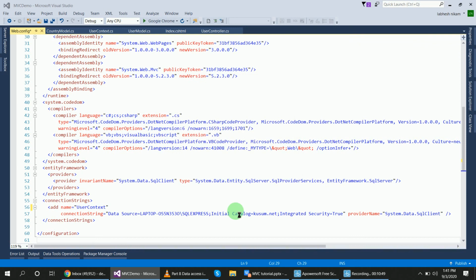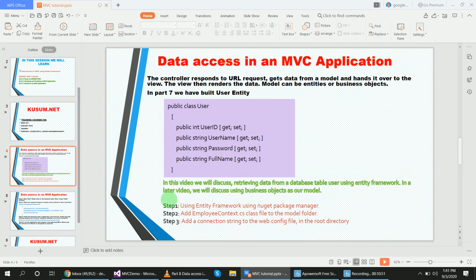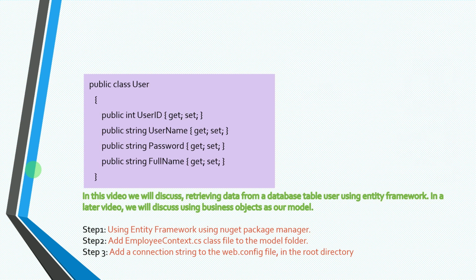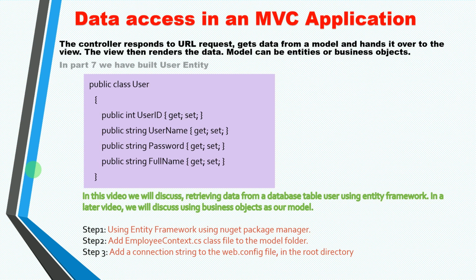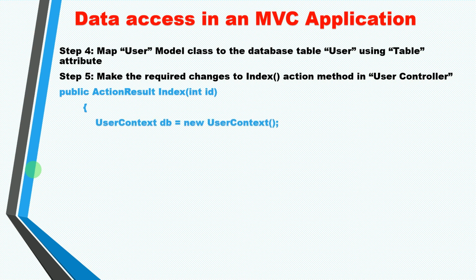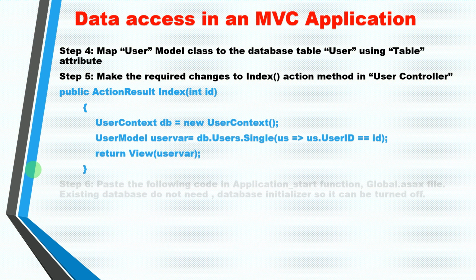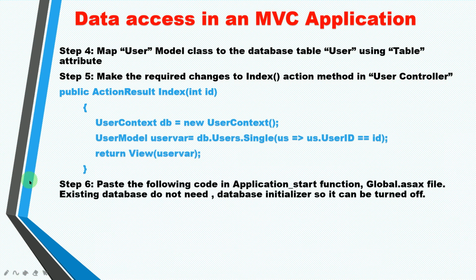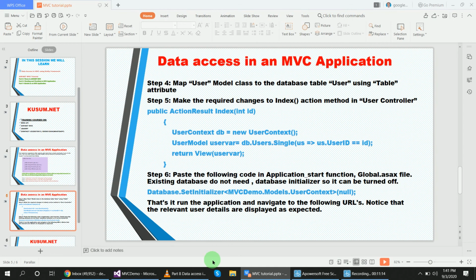Yes, third step is done. Now step 4, map user model class to the database table user using table attribute. Means you have to add table attribute to the model class, so we can map that SQL table to this class.